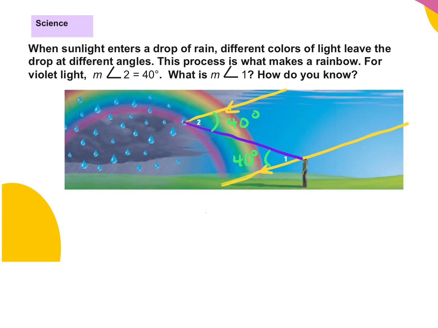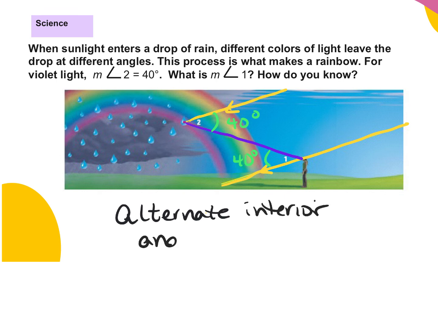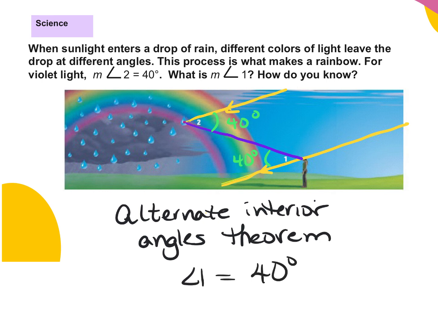So your explanation is because you're using the alternate interior angles theorem, which tells me that the angles are congruent. So angle 1 equals 40 degrees.